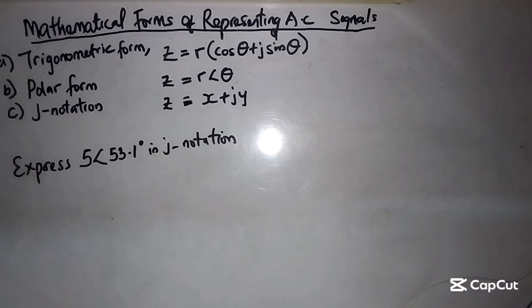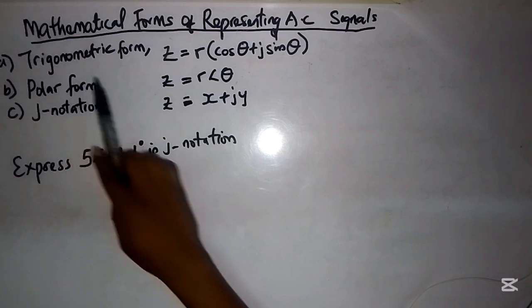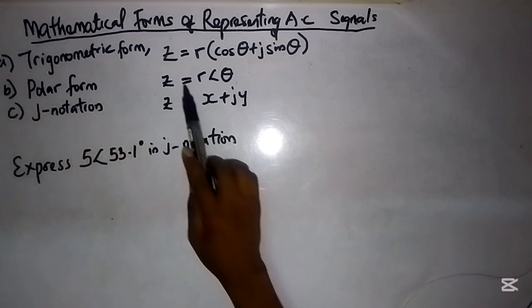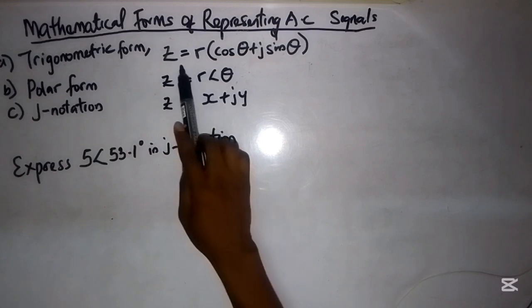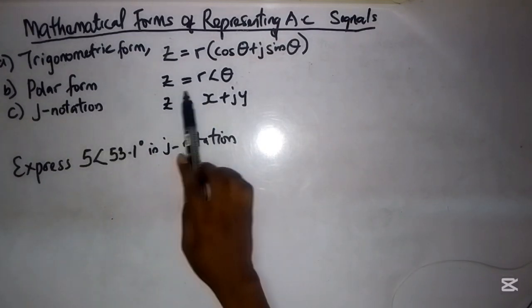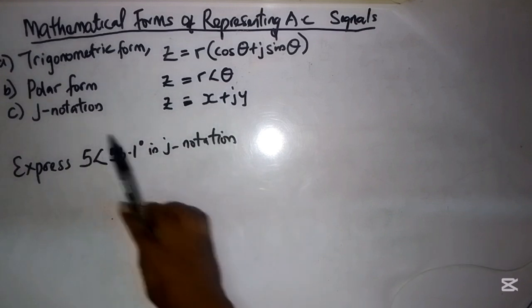In this video, we'll be looking at the mathematical forms of representing AC signals. As you can see here, we have three forms of representing an AC signal. The first one is the trigonometric form, and we can see the expression in this formula here. The second one is the polar form. You can see the expression here, and the third one is the j-notation form.